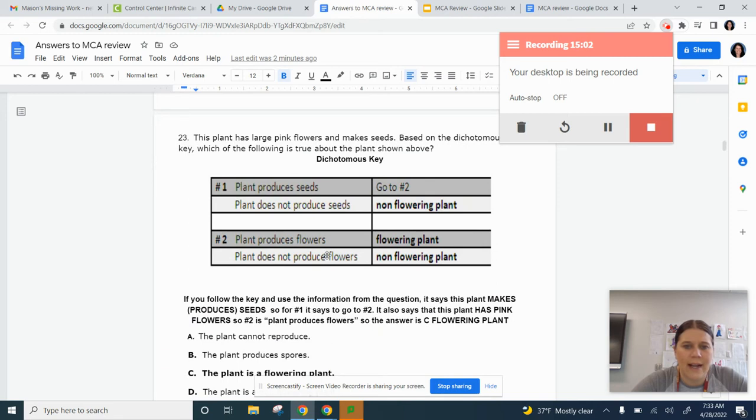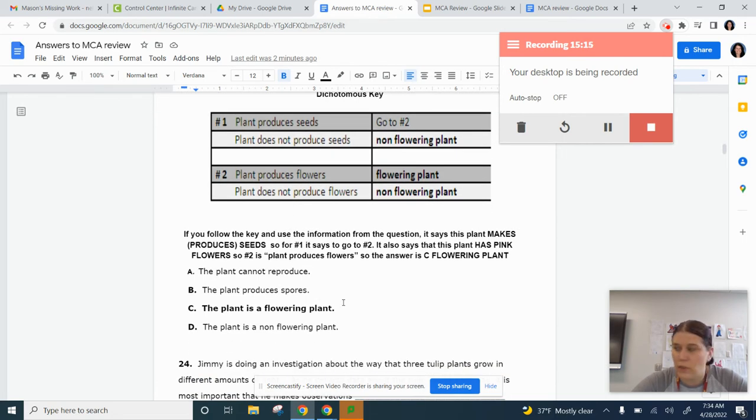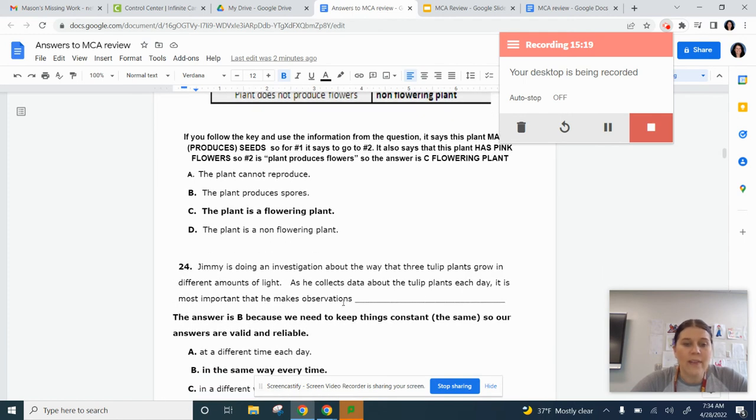23, if you follow the dichotomous key, produces seeds, go to 2. It says up here it has large pink flowers, which means it makes flowers. So if a plant produces flowers, it's a flowering plant. So you should have had C for 23. 24, the answer is B.